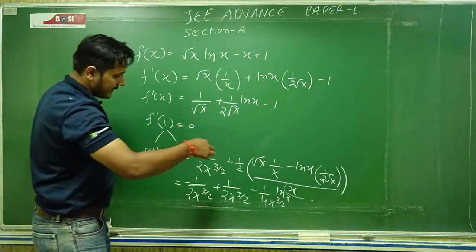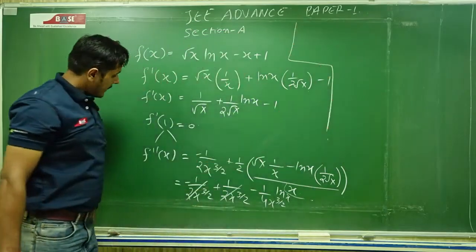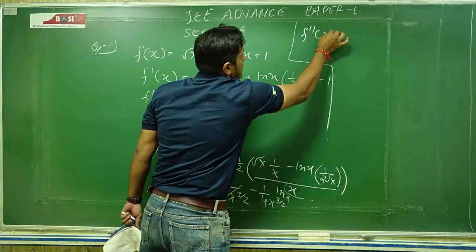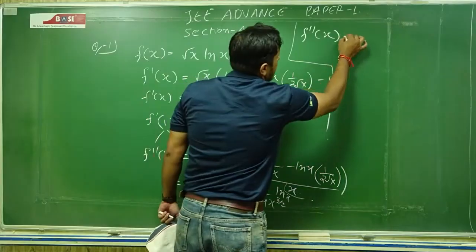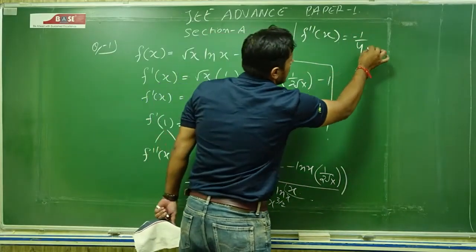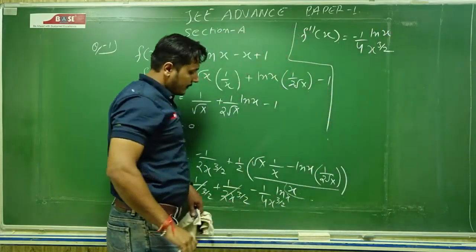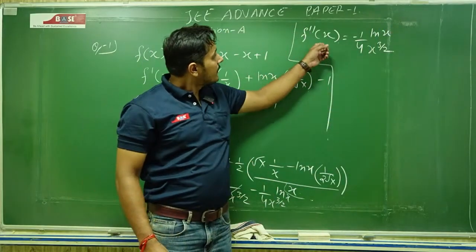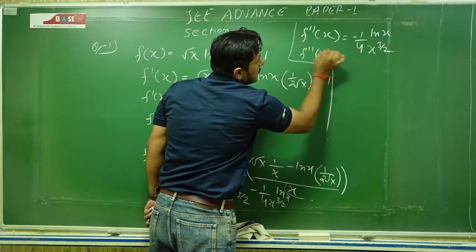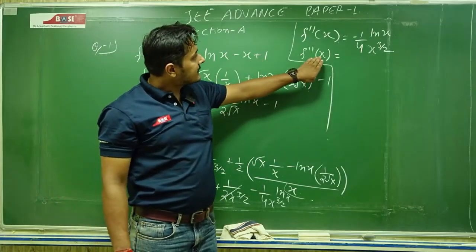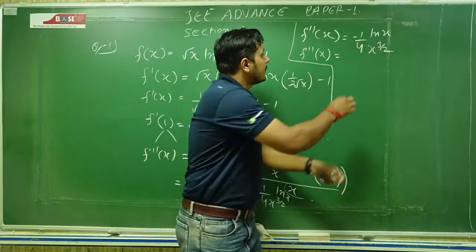Okay, let me write it here: this and this will get cancelled. So f double derivative x came as minus 1 upon 4 x to the power 3 by 2 ln x. Again from here we can see that f double derivative x is also becoming 0 for x equal to 1. Why? Because ln 1 is 0 and this is 1, so again this is becoming 0.